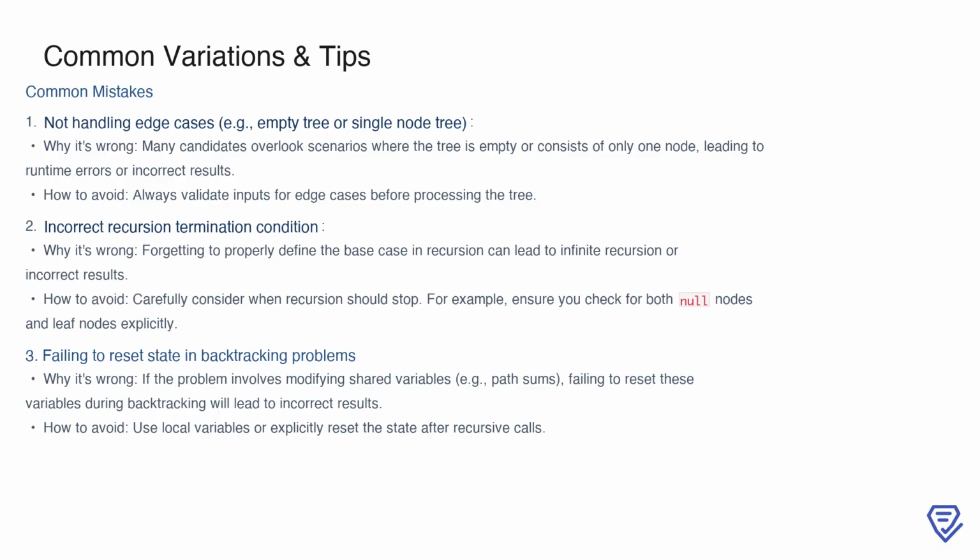Lastly, when modifying shared variables during backtracking, failing to reset their state can lead to errors. For example, if you're constructing path sums, ensure you either use local variables or explicitly undo any changes after each recursive call. This ensures that the state remains consistent as you explore different paths.